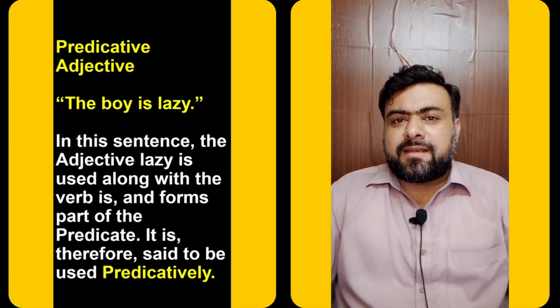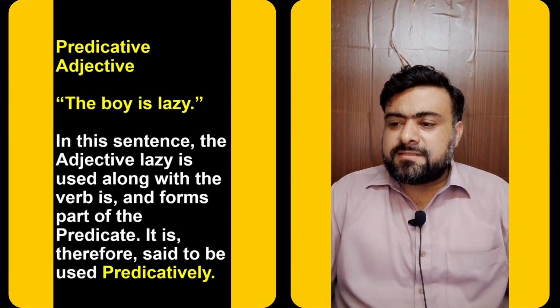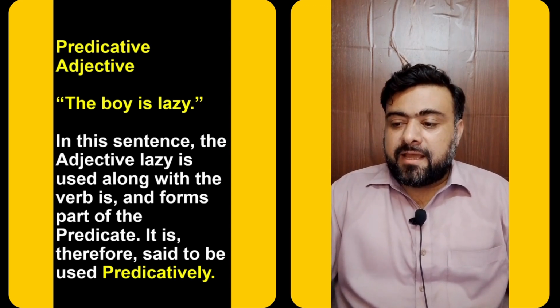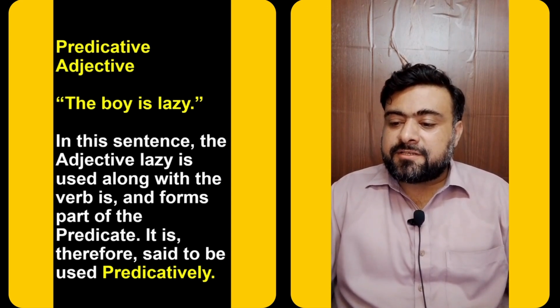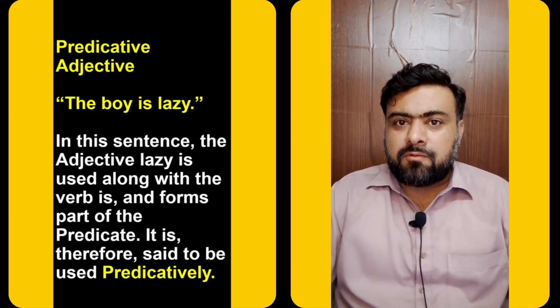What is a predicative adjective? Look at this sentence. The boy is lazy. In this sentence, the adjective lazy is used along with the verb is and forms part of the predicate. It is therefore said to be used predicatively. The same adjective, lazy, has been used with the same noun boy.